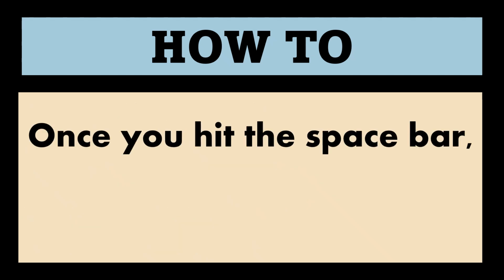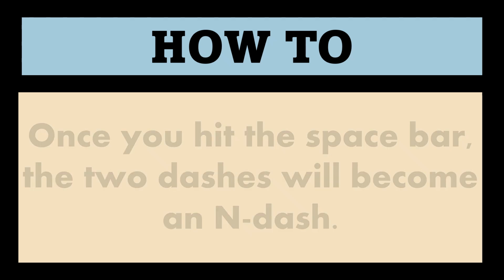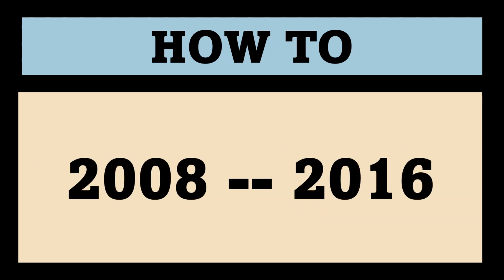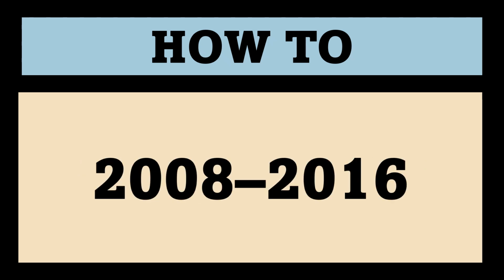It'll look something like this. Once you hit that space bar, the 2 dashes will become the N dash. Here we have 2008 space dash dash space 2016. We hit the space bar. It becomes the N dash. Now we have to go back and remove those 2 empty spaces between them. So we have the proper range, 2008 to 2016.